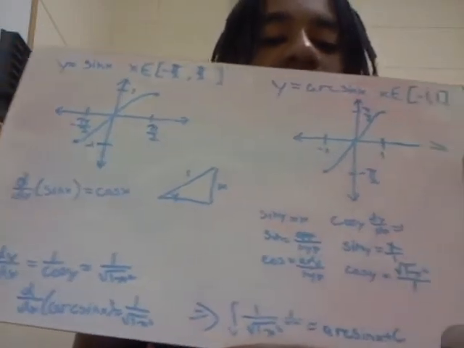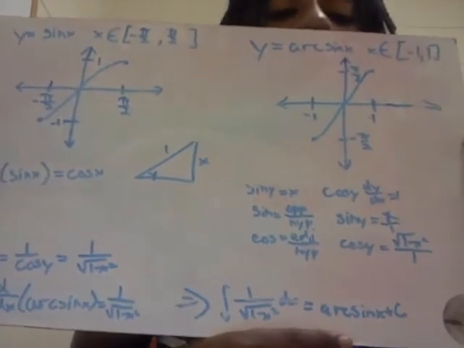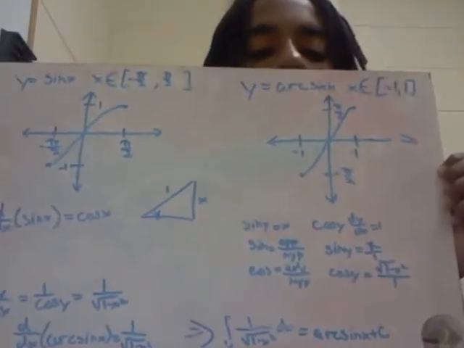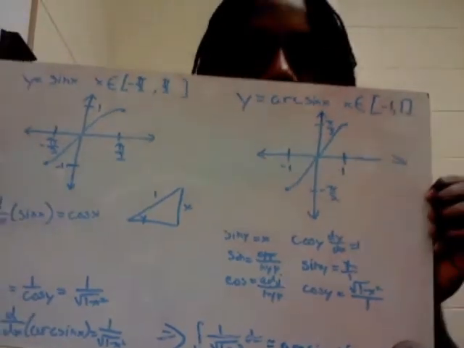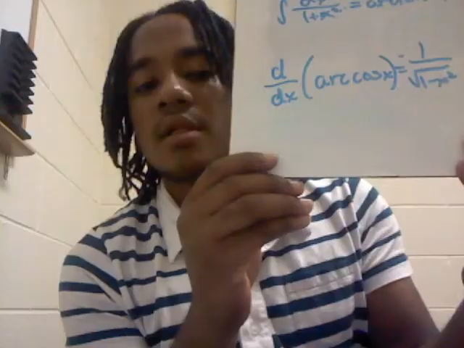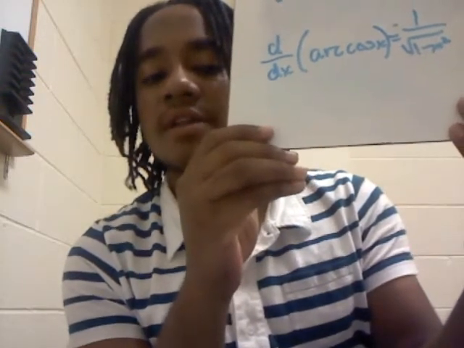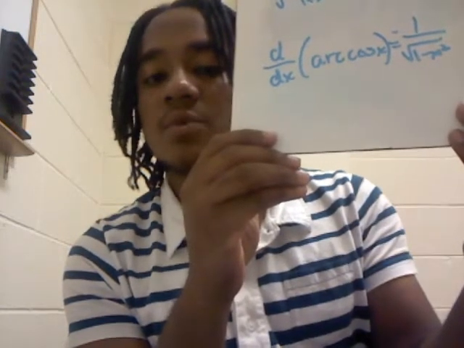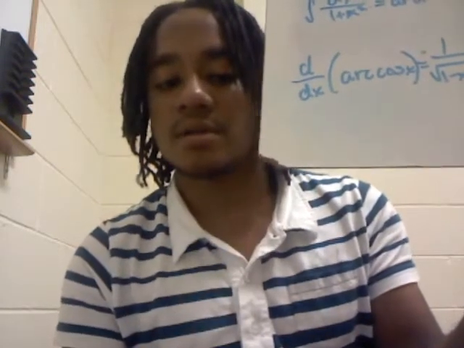This also leads to the conclusion of the antiderivative, or the integral, of 1 over square root of 1 minus x squared dx equaling arc sine x plus c. This in turn makes the derivative of the arc cosine of x the negative of the derivative of the arc sine of x, which is -1 over the square root of 1 minus x squared.